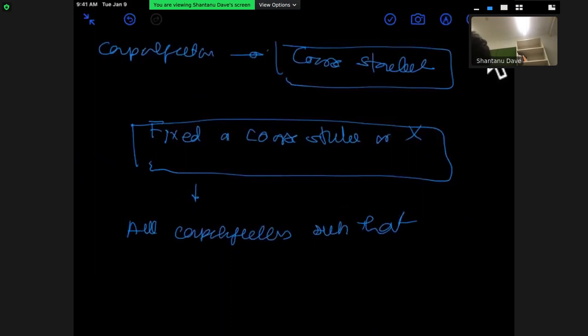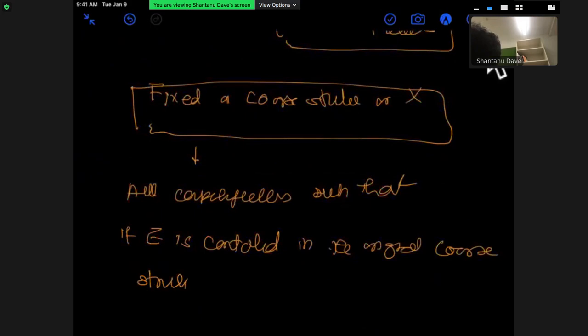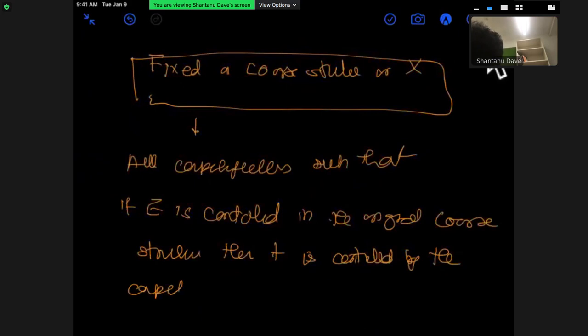So we have all compactifications such that if E is controlled in the original coarse structure, then it is controlled by the compactification. So we can look at only those compactifications. If we fix one coarse structure, we are only interested in compactifications with this property, right? Because we have chosen our coarse structure.